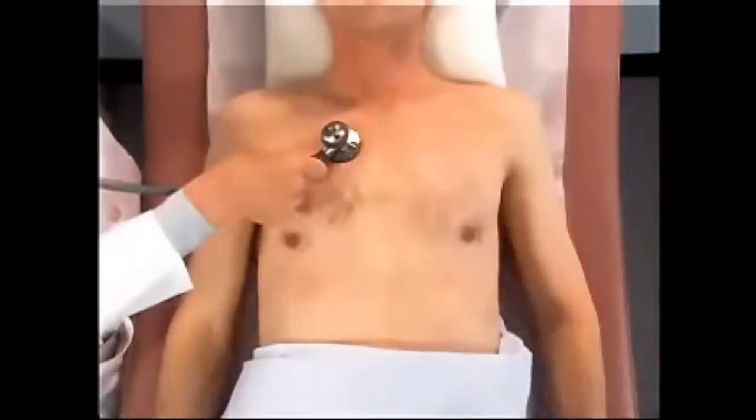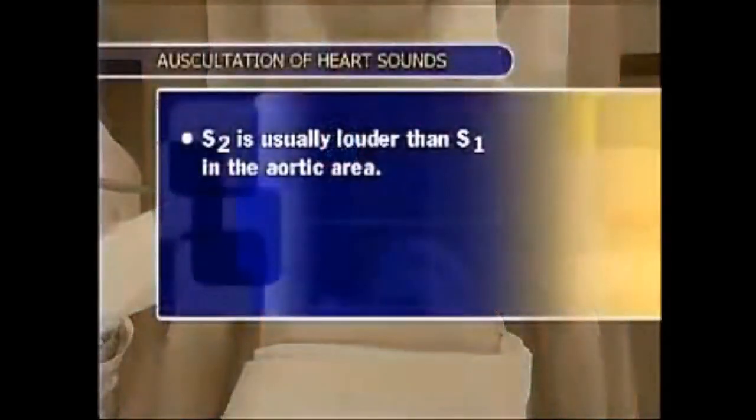Starting in the right second interspace helps orient you to the cardiac cycle. Note the cardiac rate and rhythm. Normally the rate is 60 to 100 beats per minute, and the rhythm is regular. Identify S1 and S2, and listen for extra heart sounds and murmurs. Murmurs are covered in greater detail later in this video. In the aortic area, and also in the pulmonic area, S2 is usually louder than S1.